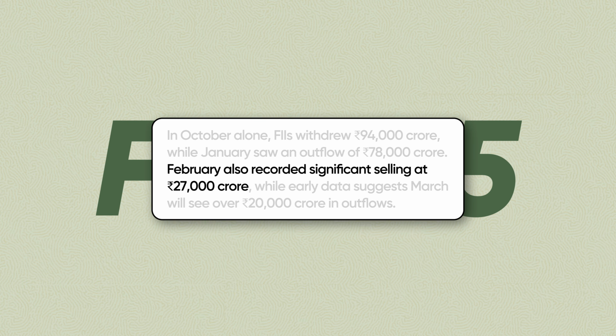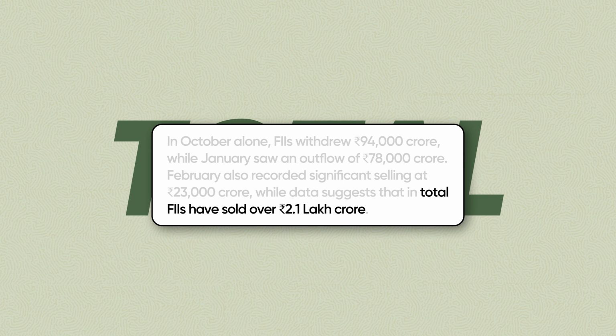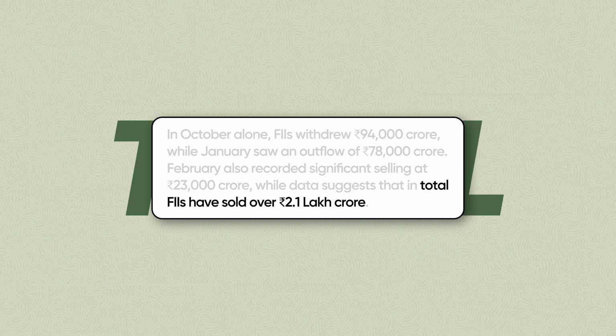This trend continued in February 2025 as well. By mid-Feb, they had withdrawn 27,000 crores more. In total, FIIs have sold over 1.1 lakh crore worth of Indian equities. All this selling has put a lot of pressure on the rupee, causing its value to drop.